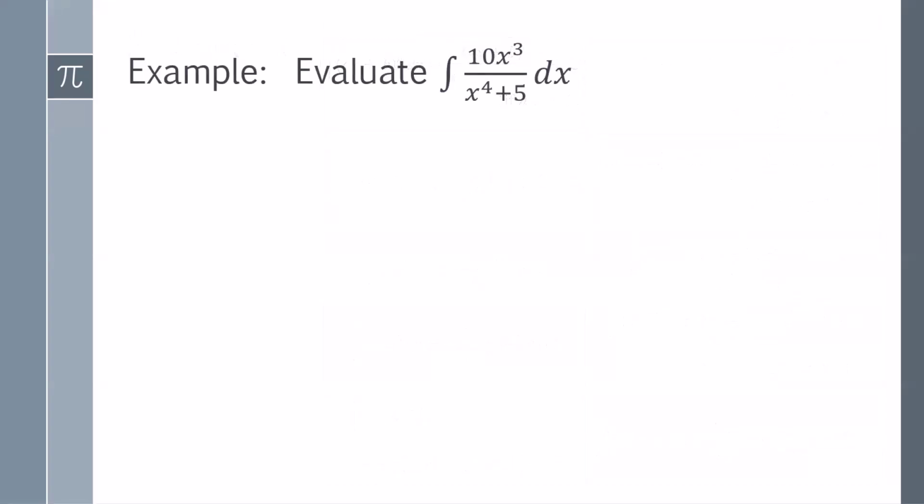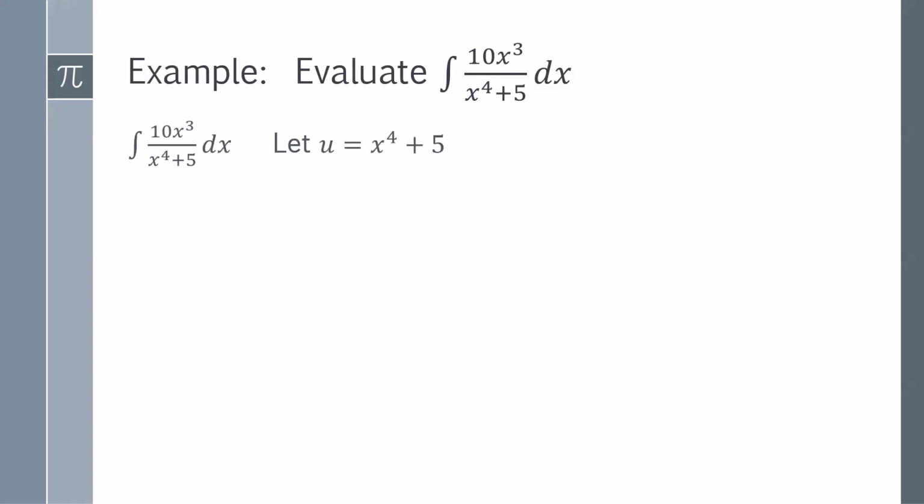Here's an example. We want to evaluate the integral of 10x cubed divided by x to the 4 plus 5 dx. Now here, it doesn't look like we have a composite function. It looks more likely that we have a ratio of functions. However, if you look at the denominator, x to the 4 plus 5, we do have something that vaguely resembles its derivative, 4x cubed, in the numerator. Now the numerator is 10x cubed, not 4x cubed, but again, very similar.